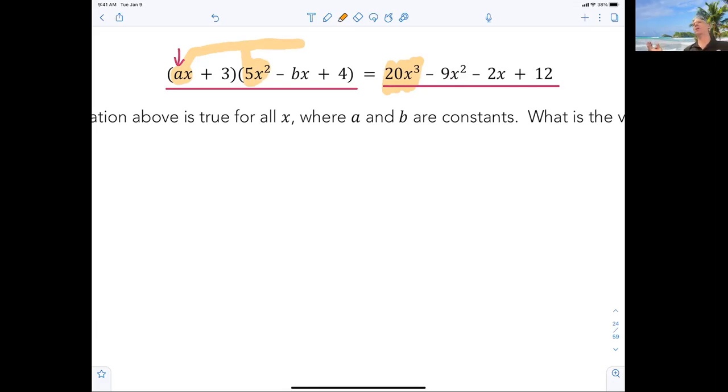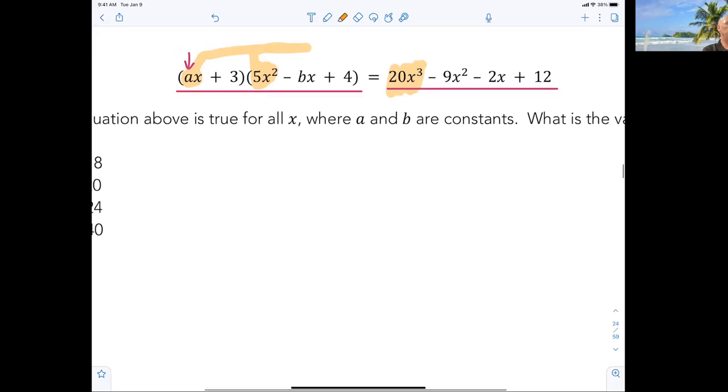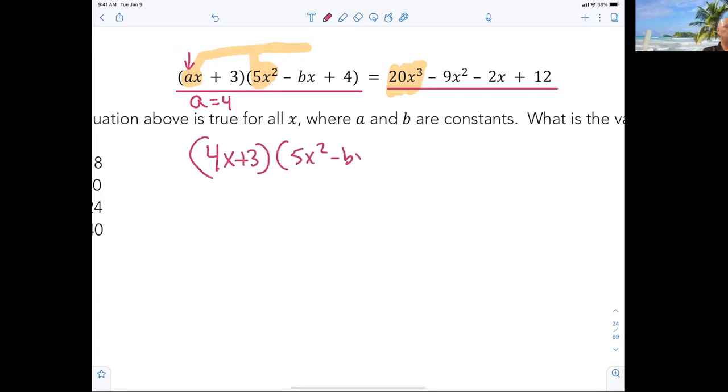Brilliant. Does everybody see what I'm saying now? I know A has to be 4 because there's only one x cubed term up here. So I want everybody to write down A equals 4. And then you would raise your hand if you don't know what I'm saying. Please. Anybody have any problems with that A being 4? All right, so now watch me. So now I know 4x plus 3 times 5x squared minus bx plus 4 has to equal all this other garbage over here. Everybody happy with that?